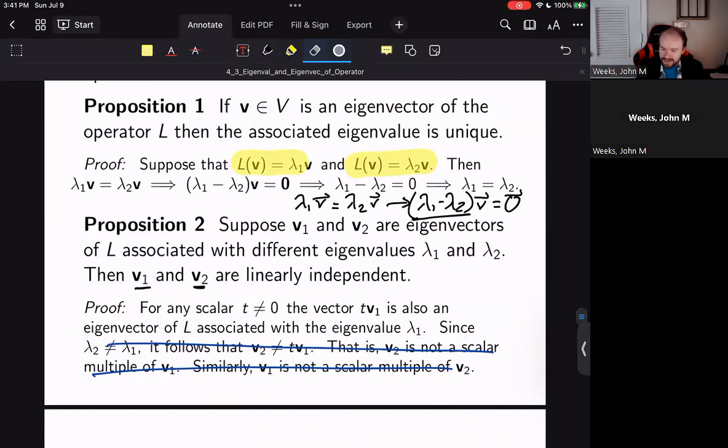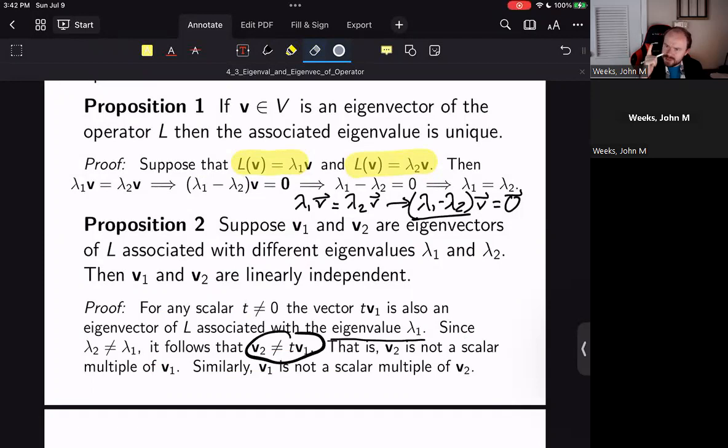For any scalar, the vector t times v1 is an eigenvector of L associated with the eigenvalue lambda 1. Now, lambda 2 is not equal to lambda 1, which means that you cannot have that v2 is a scalar multiple of t times v1 thanks to proposition 1. That is, the vector v2 is not a scalar multiple of v1, so v1 is not a scalar multiple of v2 by vice versa, dividing by t, and hence that's exactly the statement. The vectors v1 and v2 must be linearly independent.